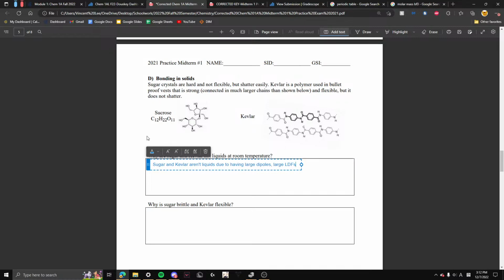Because this is a polymer, and this is like a crystal, right? So it's big compared to the smaller H2O. So it'll have a larger London dispersion force and large amounts of hydrogen bonding.